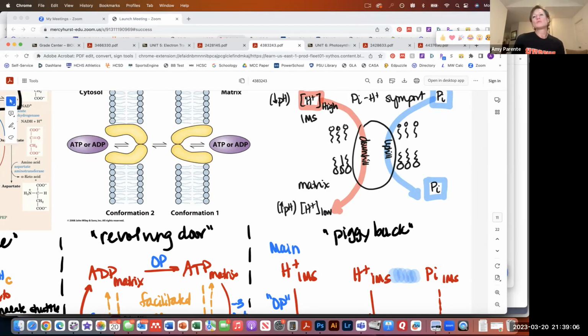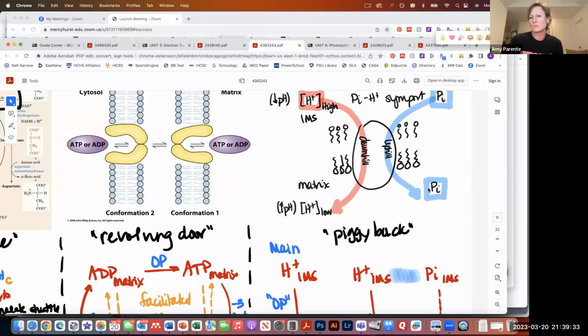But what we can do is use a little bit of that proton gradient to have a symport here. Remember, a symport is a transporter that moves two things in the same direction. But in this case, we're going to use a little bit of the proton gradient's energy to move this downhill so that we can move this guy uphill. Okay, so just call that piggybacking.